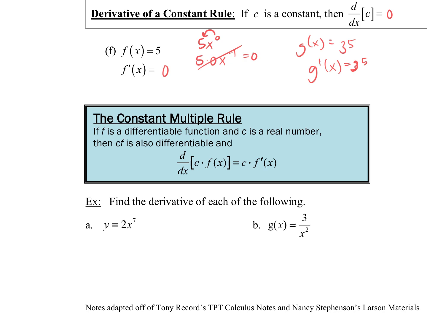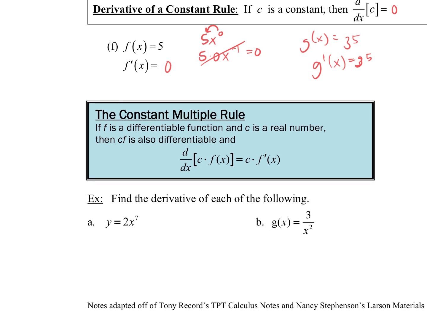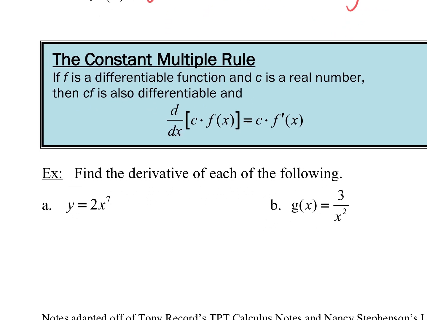All right. Constant multiple rule means that if I have a function that is differentiable, right? I have some number times a function, okay? I can think about taking that number out and multiplying it by your derivative, okay?